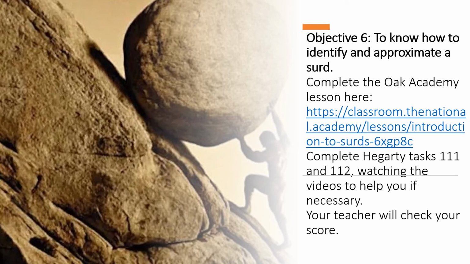Now, Objective 6 isn't about Sisyphus, it's about surds, and it's about a way of elegantly representing numbers so that you don't have long decimal expansions, but the number is there exactly on the page as it is. And to do that, we have surds, and you are going to find out what a surd is approximately equal to.